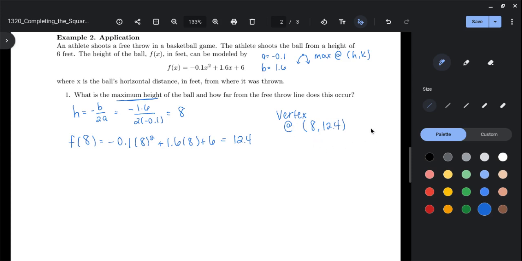Now, if you think about a coordinate plane, let me draw one. Remember that x is our horizontal axis and y is our vertical. So x is going to be our horizontal distance. So in this problem, I'm asked what is the maximum height of the ball? Well, height is vertical, so that can't be my x value. But how far from the free throw line does this occur? Well, the ball is traveling horizontally toward the basket. So if we said that this free throw line was at the origin and our vertex here is at 8, 12.4.